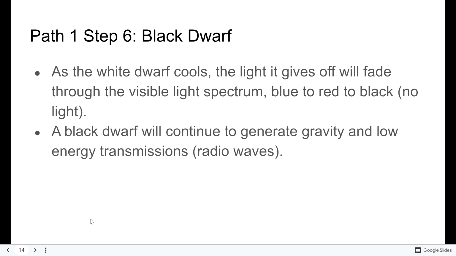Step 6 is a black dwarf. So once the white dwarf cools, it's going to go through the visible spectrum, changing colors as it goes, and eventually it's going to turn into a black spot that we really can't see because there's no light from it at all. It will continue to have gravity and put off low energy transmissions, so things like radio waves. So we know it's there. We can still find it by looking for those radio waves, but we can no longer see it because there's no visible light.